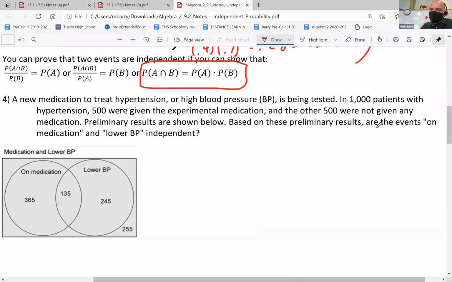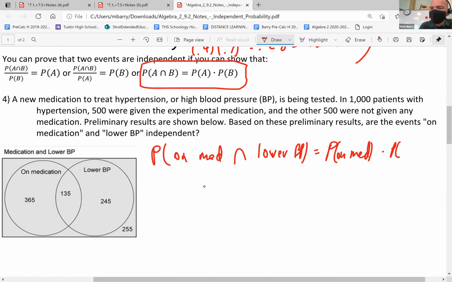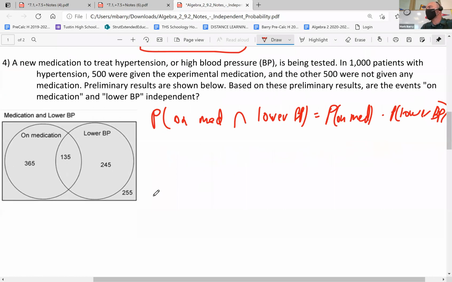So based on the results, are the events on medication and lower blood pressure independent? So what we need to test here is the probability of on medication and lower BP, lower blood pressure. Does that equal the probability of on meds, on the new medication, times the probability of lower BP? So we're going to calculate these two sides independently, and we're going to see if they equal each other, okay?